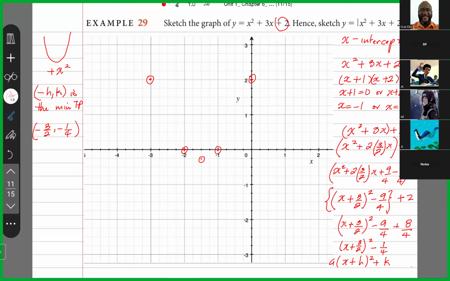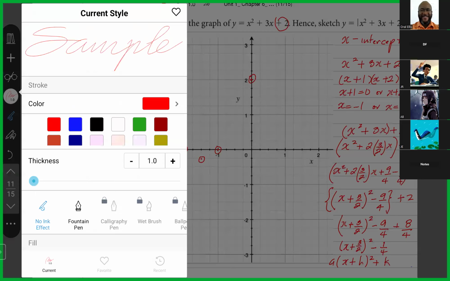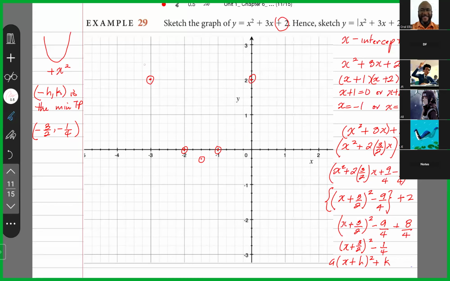All right, so now I can draw the sketch. I can draw the sketch of f of x is equal to x squared plus 3x plus 2. All right, so the graph would look something like this.